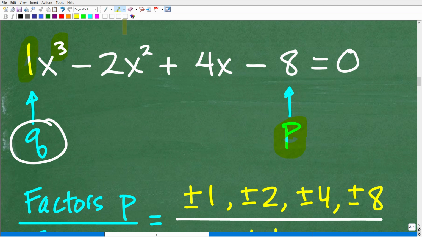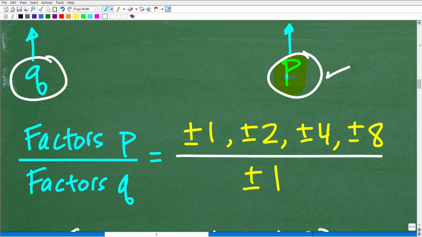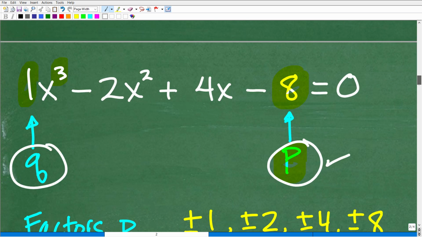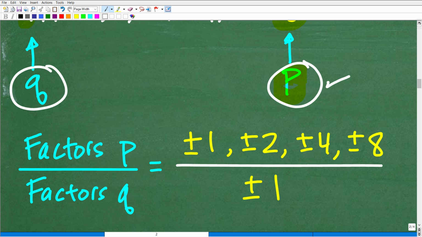And then p is going to be our constant value, which of course here is 8. All right. So the rational root theorem says, okay, take the factors of p, which of course is 8 in our problem. You can see that right there. And the factors of q. So we're going to construct all the factors of p, and we're going to divide that over all the factors of q. And then once we simplify this, we will have a list of all the possible rational roots. So the way you do this is the following.